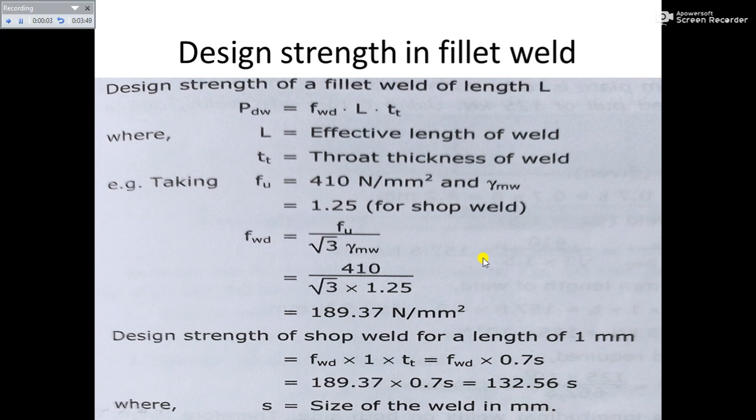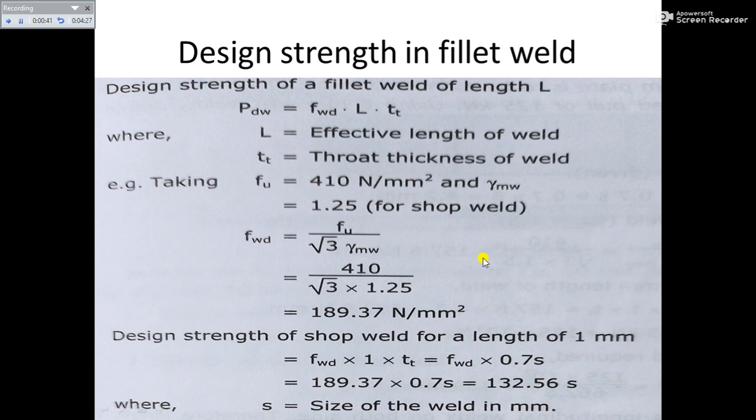Now, the second step is calculating the design strength of a fillet weld of length L. Suppose there are two plates which are to be connected by lap welding. They are overlapped on each other and then welding is provided. At that time, the strength is calculated by using the formula Pdw, that is design strength in weld, is equal to fwd, that is design stress in weld, into L into Tt, where Tt is the throat thickness.